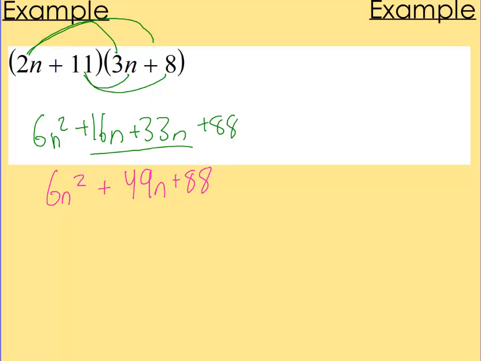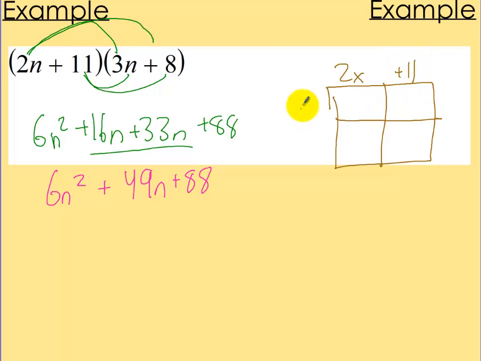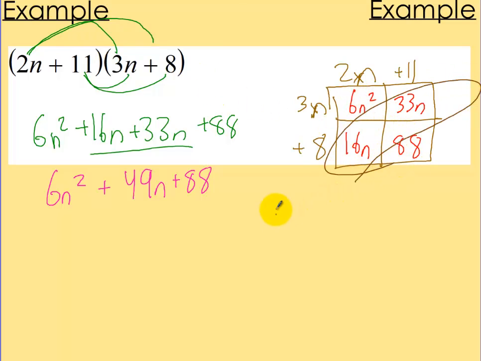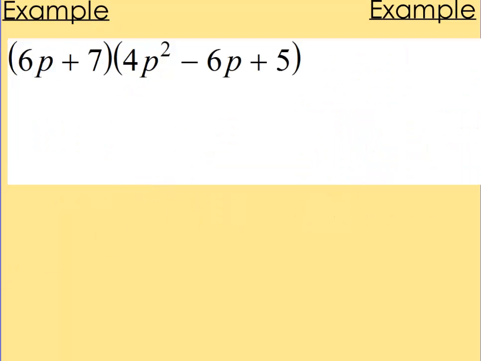That's your answer. And if you wanted to do a box, the box would look like this. And 2n plus 11 and 3n, I put plus 8. It doesn't matter if you put it on the top or bottom. You can change the order of that. So I get 6n squared, 33n, 16n, and 88. Combining those, you know that diagonal is going to be like terms. So I'm going to get 6n squared plus 49n plus 88, and that matches up. All right, next one.